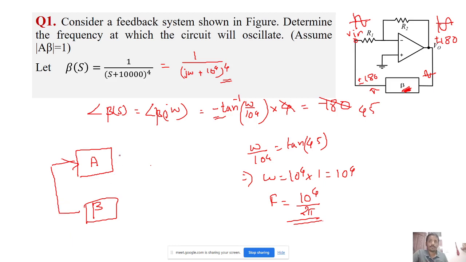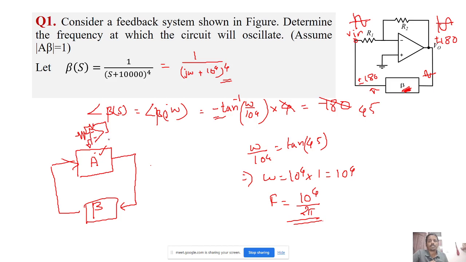So the output of A is given to beta. So what is here? What is the amplifier? So this is some amplifier, right? So what is the amplifier taken here? It is, again, actually a feedback amplifier. It is an inverting amplifier here.